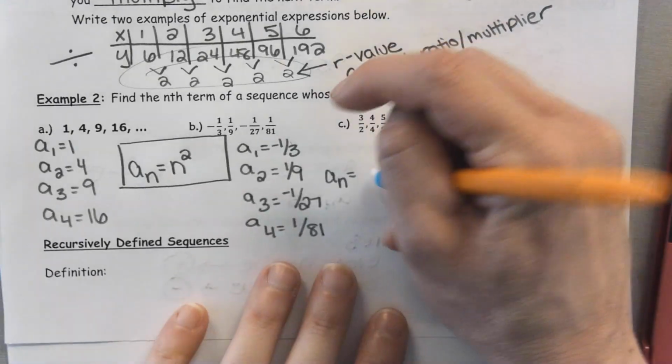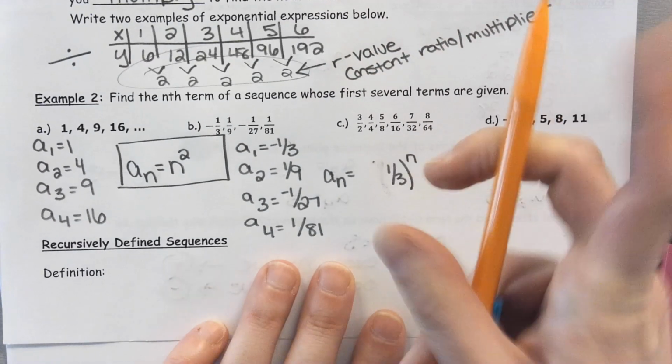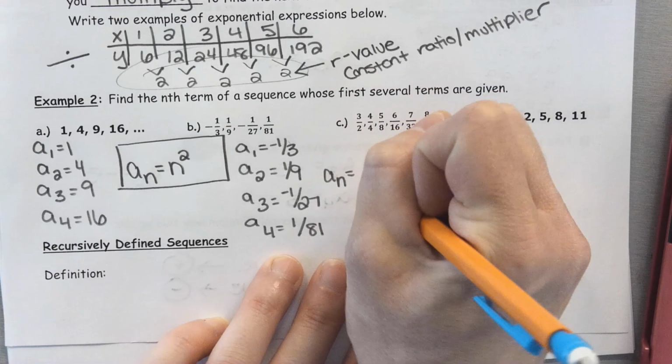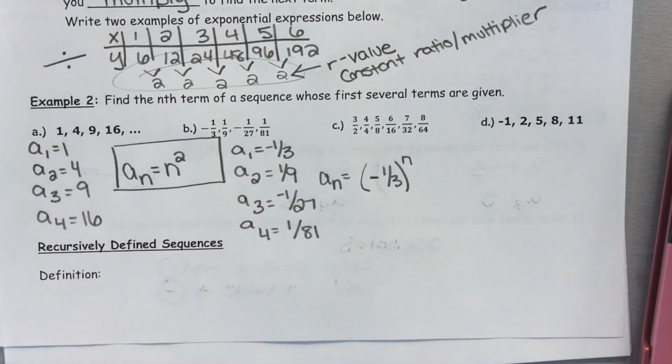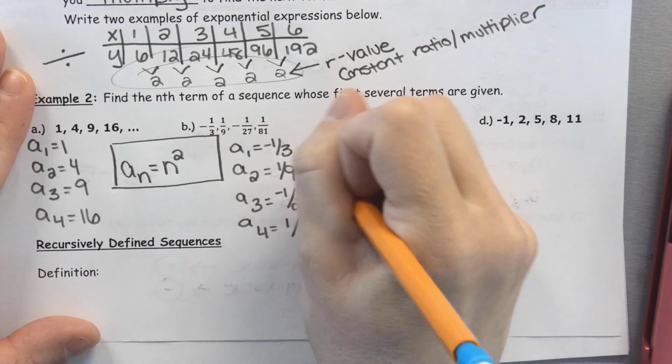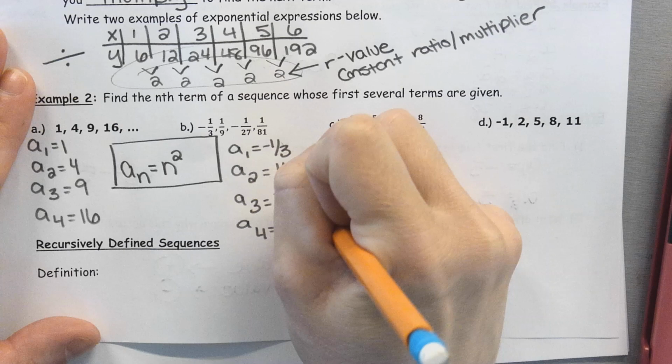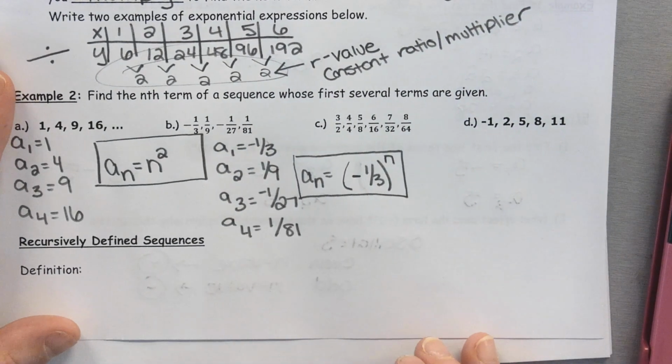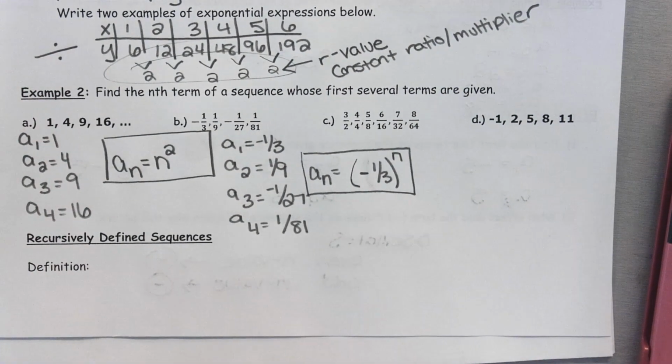A what? A -1. So let's expand our parentheses just a little bit and throw in a negative sign. Now let's double check and make sure this works. -1/3 to the 1. Good? -1/3 to the 2. Yep. So you want to go back through and check. But the nice thing about that is that you can check your work and you know if you're getting them right or wrong.